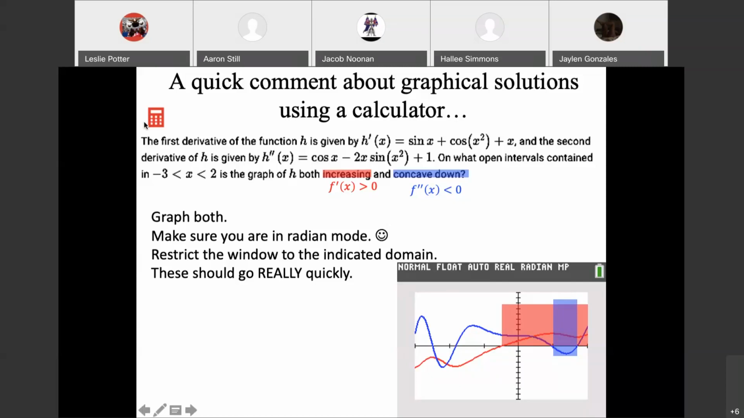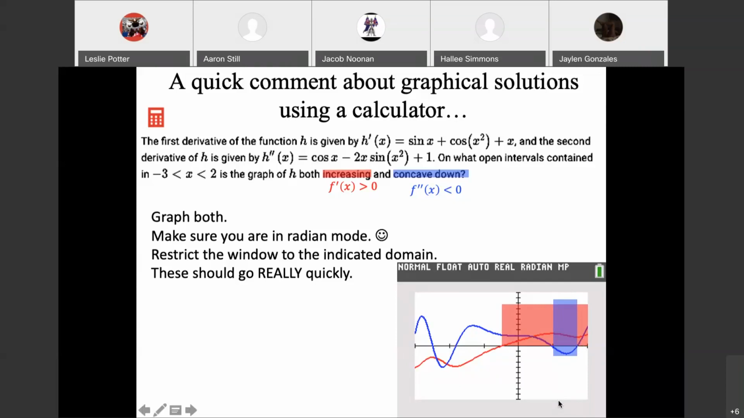One caveat: if this were a free response, you would have to do a second calc 0 to find what this right endpoint would be, because you'd have to give that decimal to 3 decimal places. So you'd have to do a second calc 0.